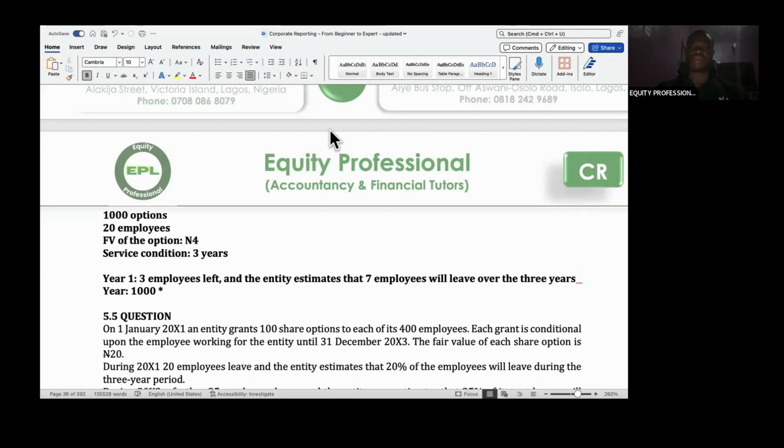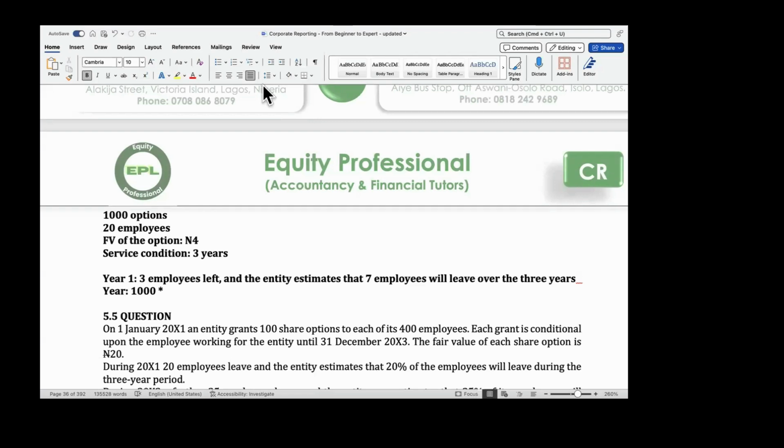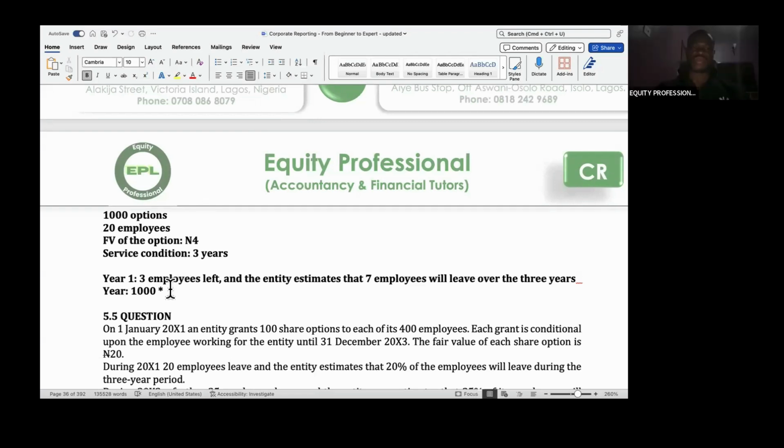Husseini, I can remember you very well. You were in class last week. I don't know about the others. Yes, I was in the class. Yes. So how many employees will vest based on this assessment, in this example of 20 employees? Yes. So if 3 left, then 17 will vest. Okay. That's your answer.